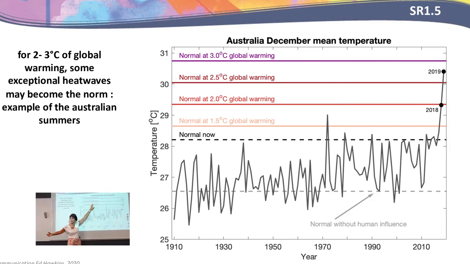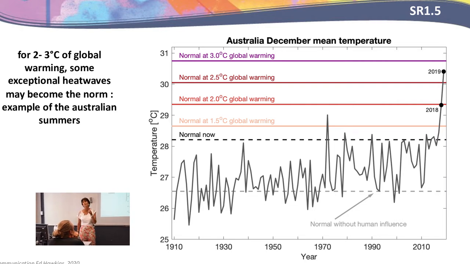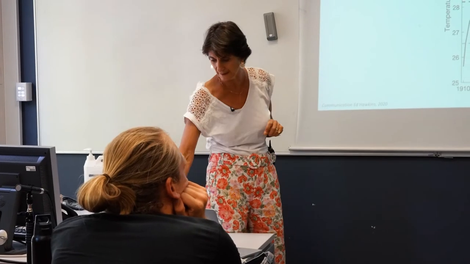Of course, we have done things. We have slowed down the growth of CO2 in the atmosphere, but CO2 in the atmosphere continues to grow. Even if it has slowed down, it continues to grow. So Australia is, I mean, now they realize that maybe 2019 is just an example of what they will have to face in maybe 60 years from now. Okay? So it's something that they need to keep in mind.